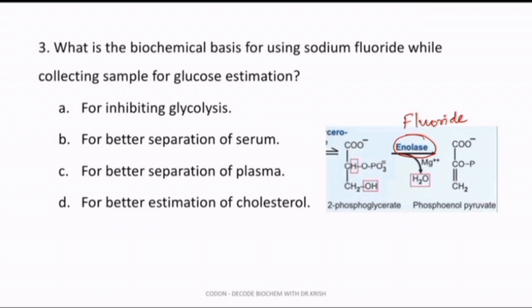So to inhibit this inherent glycolysis which is taking place inside the tube, you add a glycolysis inhibitor which is fluoride. So this fluoride inhibits enolase so that glycolysis is prevented and the blood glucose level estimation is given in the right way. So what is the biochemical basis of using sodium fluoride? It is for inhibiting glycolysis.